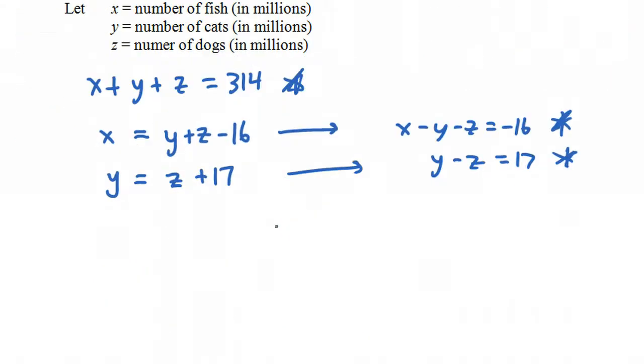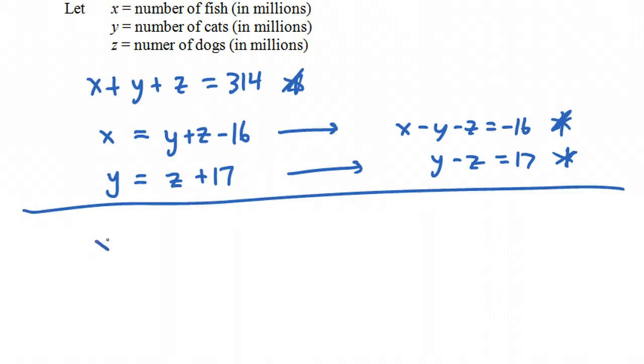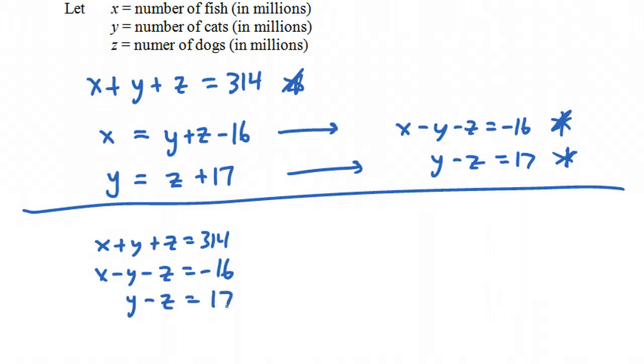We're going to rewrite these here as a system of equations. x plus y plus z equals 314. x minus y minus z is equal to negative 16. And y minus z is equal to 17.